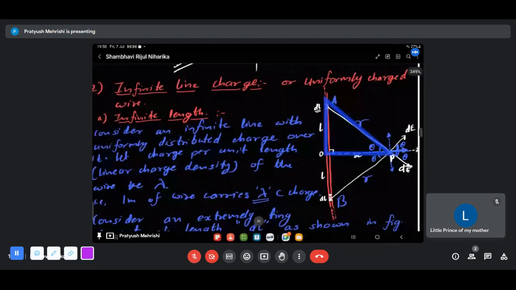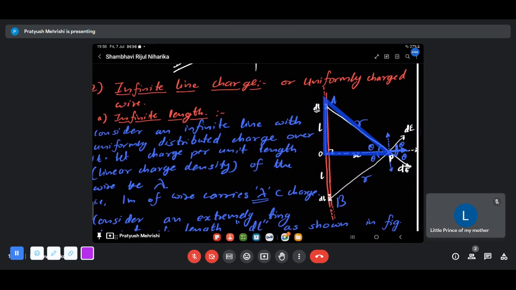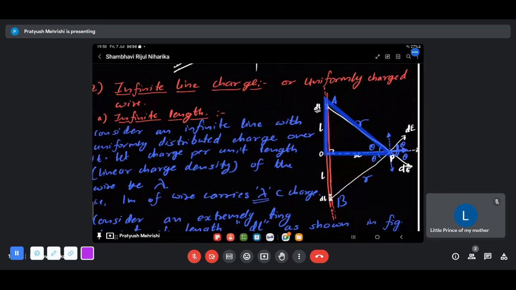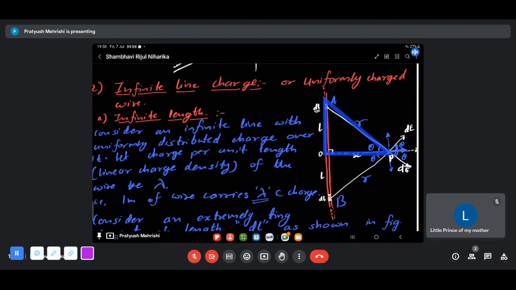Now, electric field due to infinite line charge. Okay. Now, how to calculate electric field due to infinite line charge? Infinite line charge is nothing but a uniformly charged line. If you calculate the total charge, it will be infinity because the line is infinite. So what we take here is linear charge distribution, meaning charge per unit length. How much charge is there in 1 meter length of this wire? That is called linear charge density.